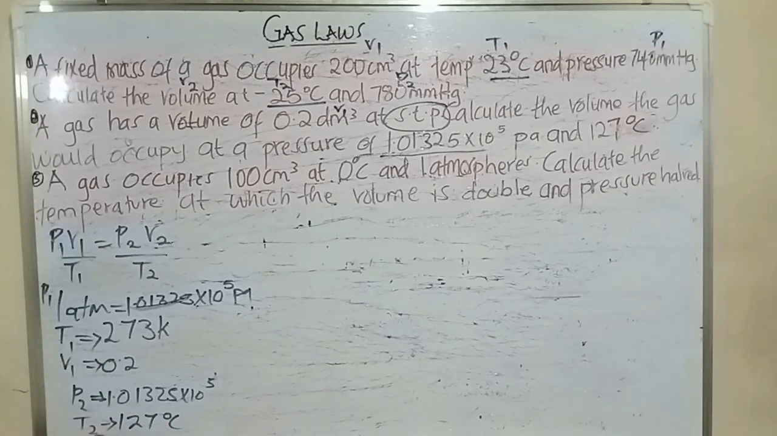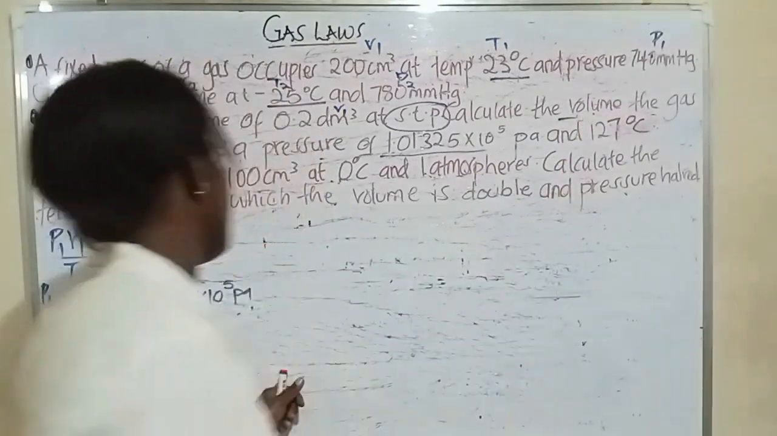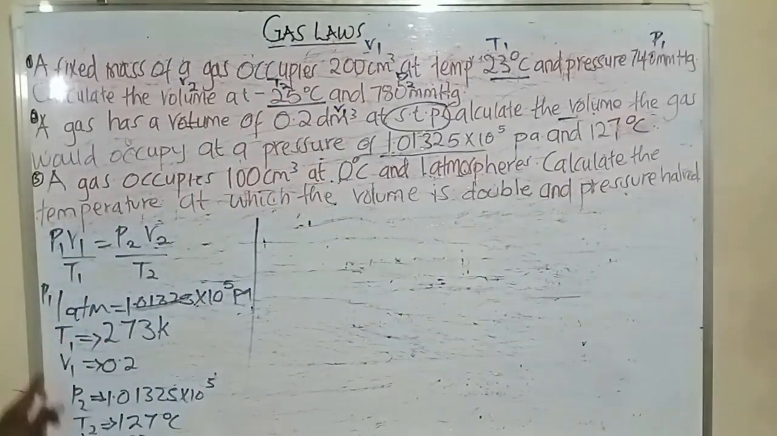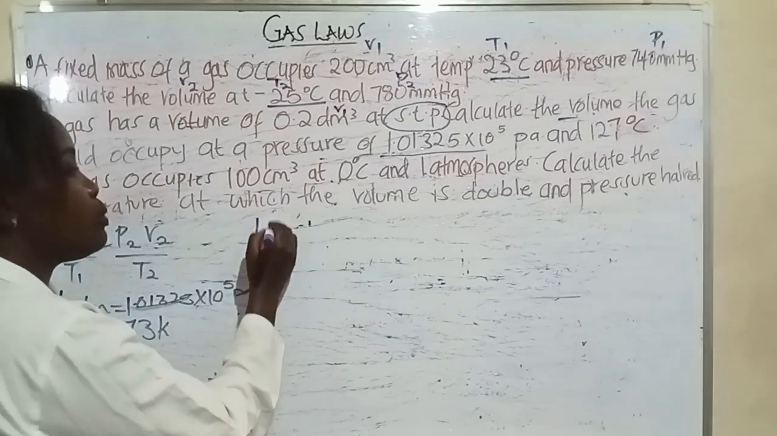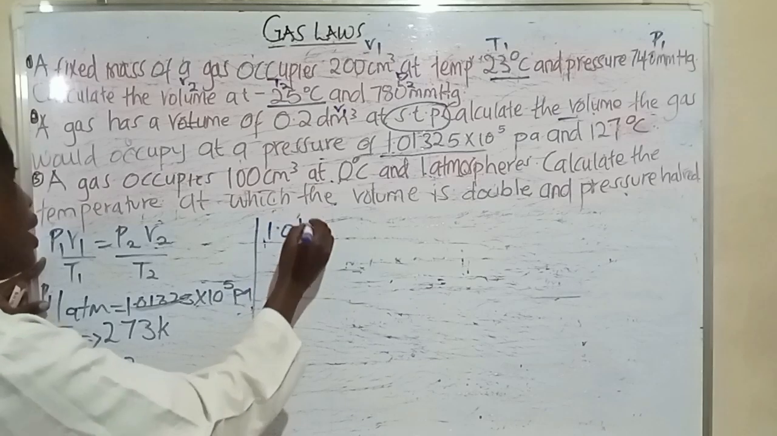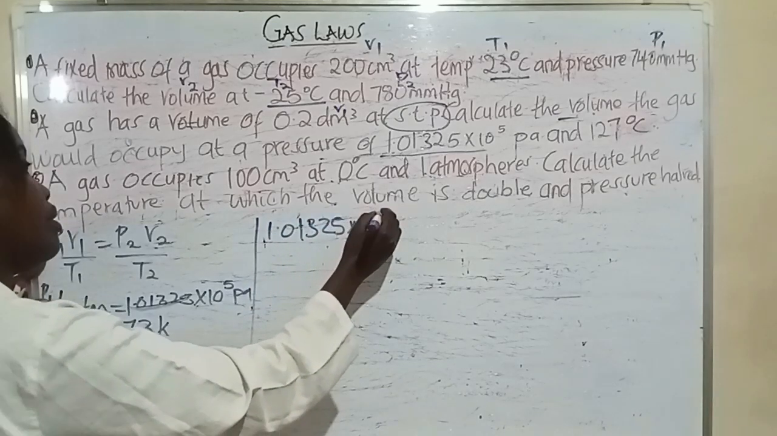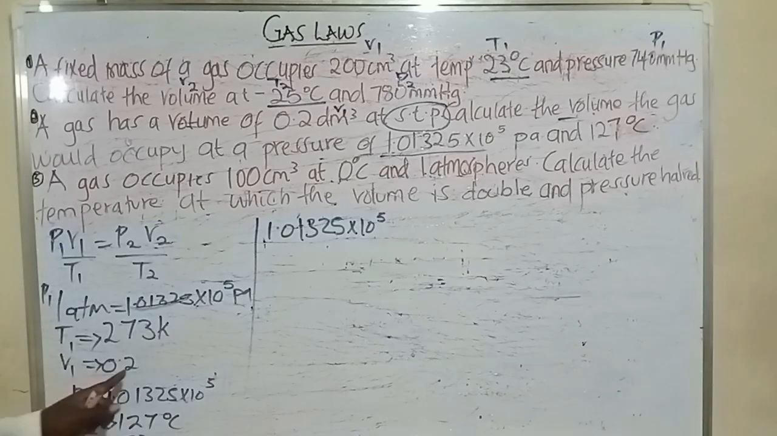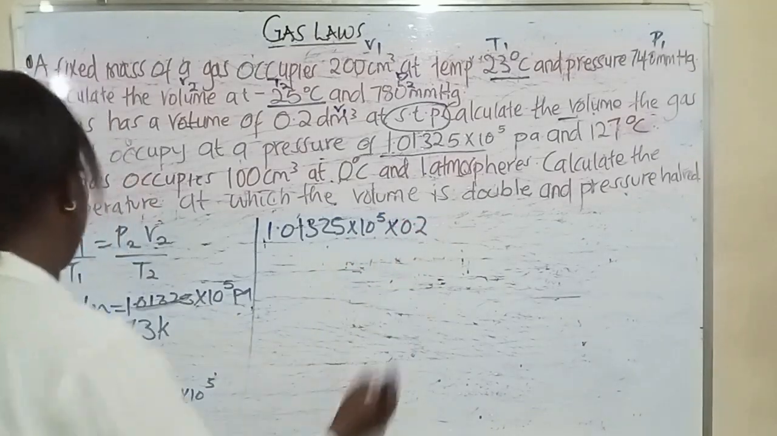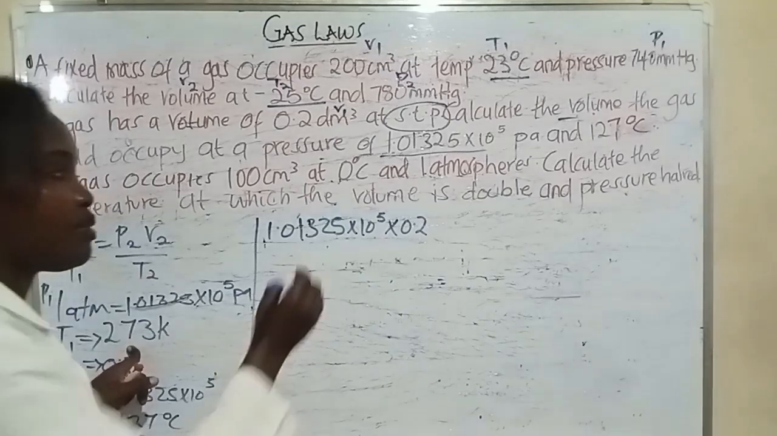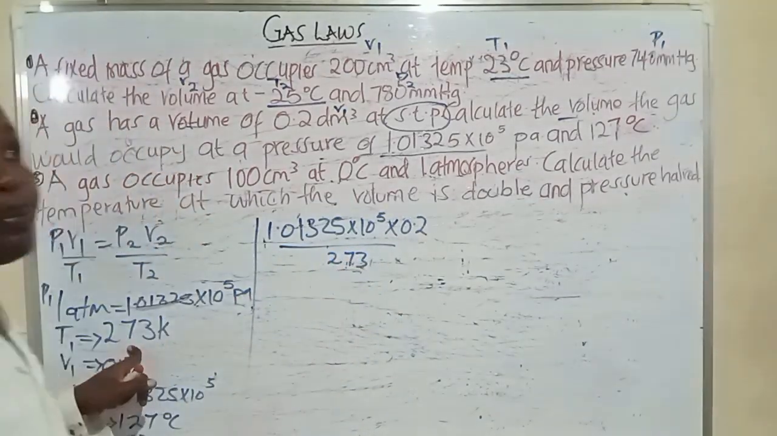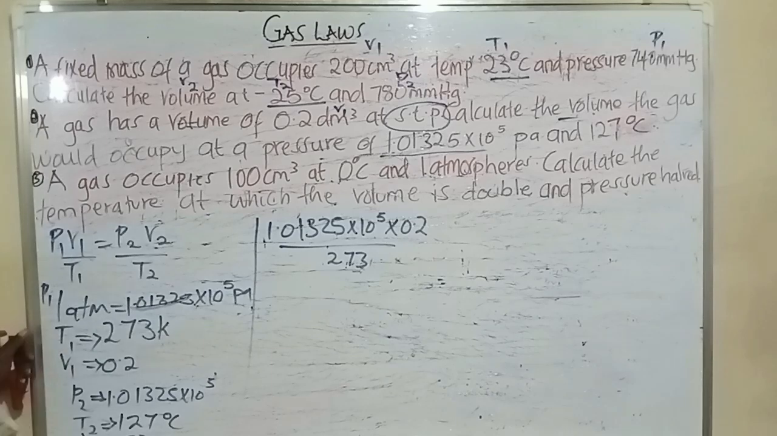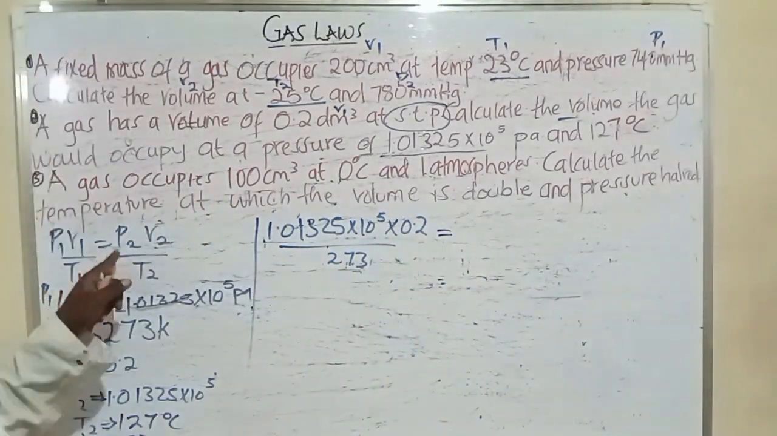And do we have our V2? No, we do not have our V2. That is what we're being told to work out. Calculate the volume, and you know this is V2. Now let us equate this. Our equation is going to be P1, 1.01325 times 10 raised to power 5, multiplied by your V1, 0.2, over your T1, 273 Kelvin, is equal to your P2.